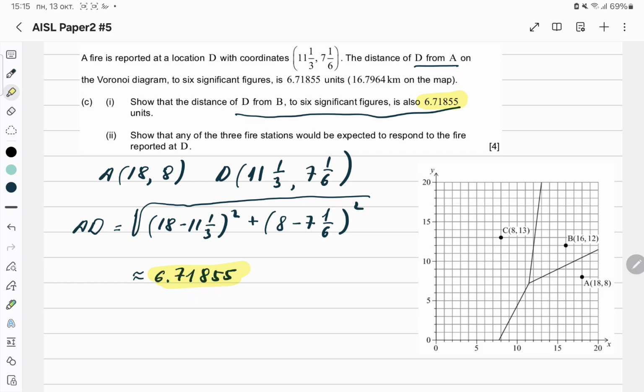Okay, now the second part. Show that any of the 3 fire stations would be expected to respond to the fire reported at D.